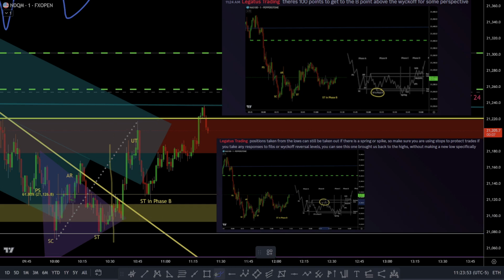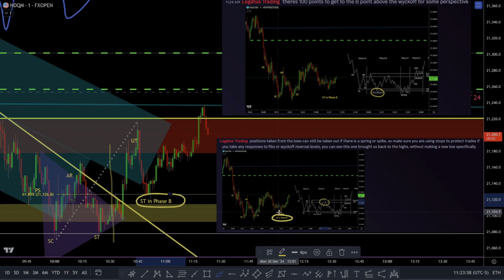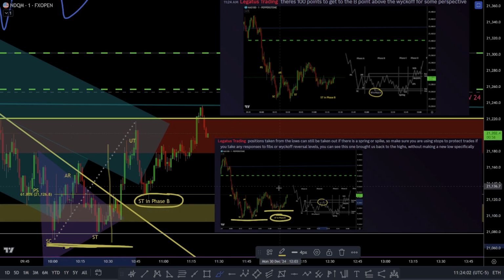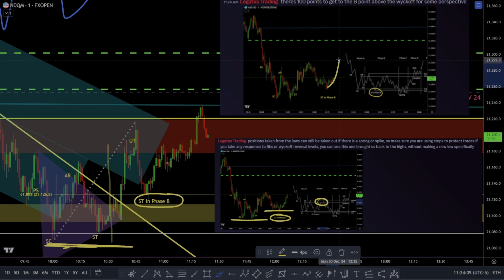That's why I'm explaining it. It's because we came up off of the ST in phase B. That's this. You can see that it didn't make a new low past these lows, just like we have today. And it launched up, right? That's where we were, and that's where we are. That's where we came from.